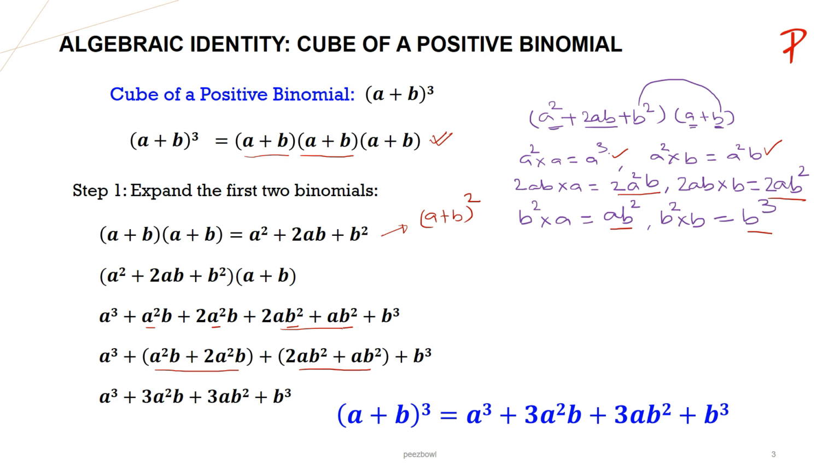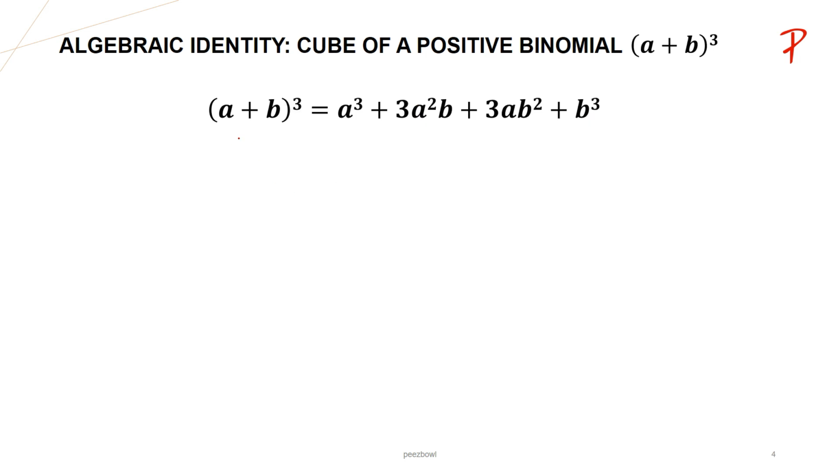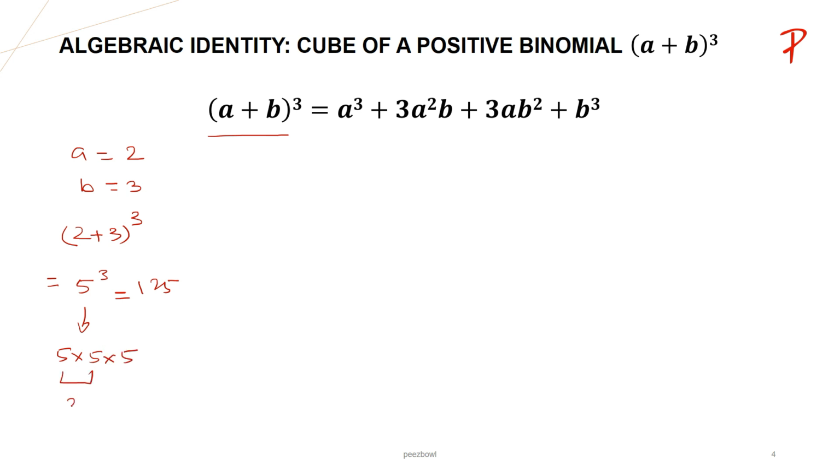Let us see one example. Now let us take a equal to 2 and b equal to 3. So on the left hand side we have (a + b)³, that is (2 + 3)³. This is equal to 5³ and this is nothing but 125. 5³ is 5 multiplied by 5 multiplied by 5. 5 multiplied by 5 is 25, multiplied by 5 is 125. This is what we have written.